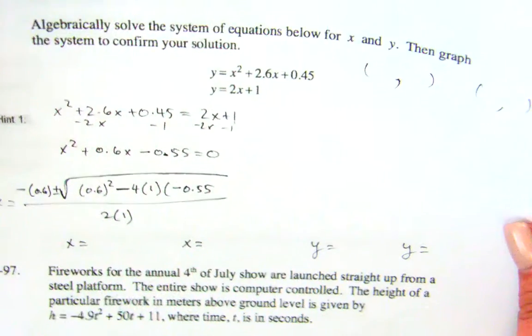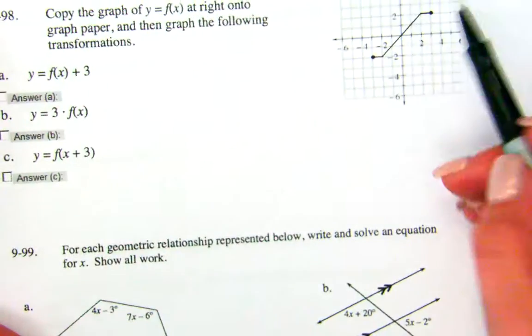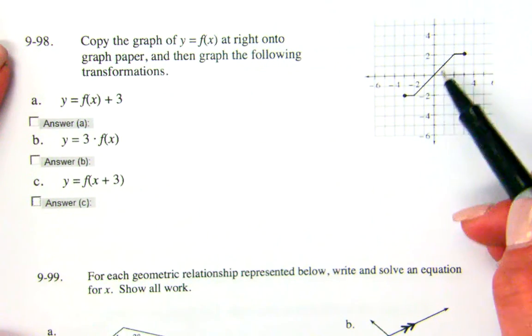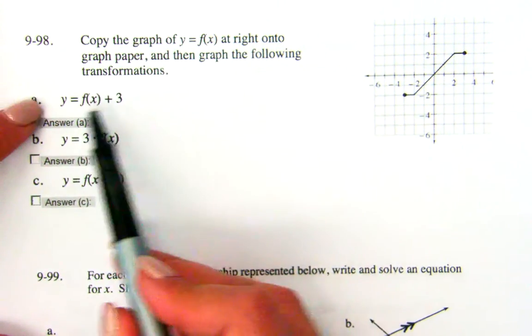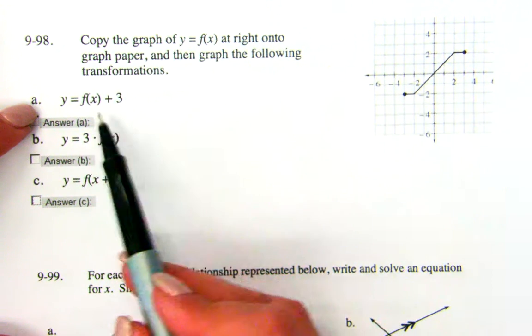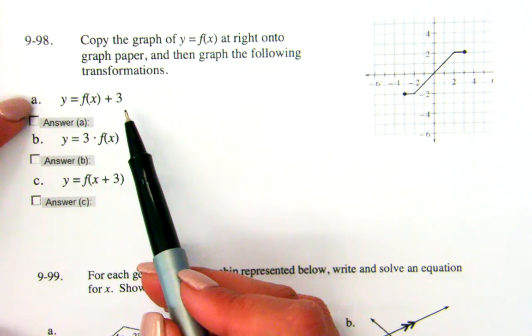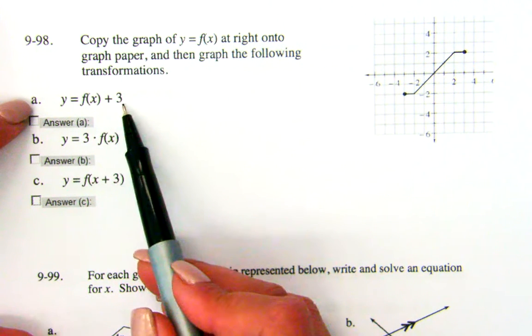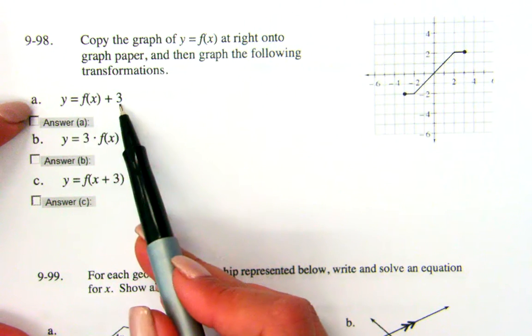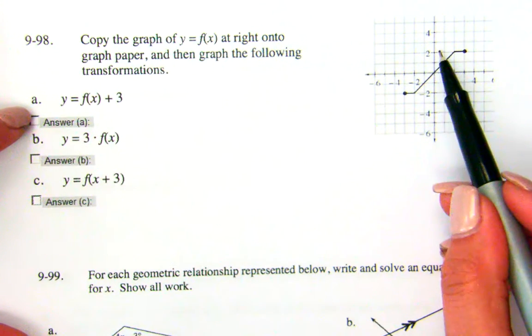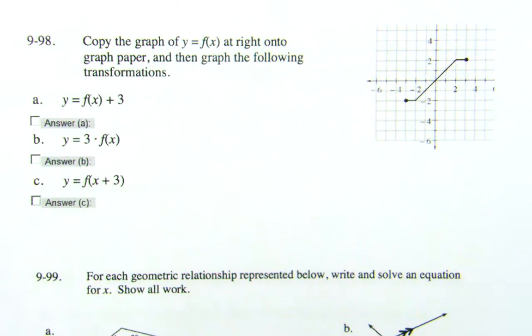That was 96. 98 should be pretty easy to do. So the question is, off this function here, if you have this graph and you have plus 3, what does that do to it? Well, plus 3 is not inside the parentheses. It's going to be on the outside. So that means everything moved up 3 units.